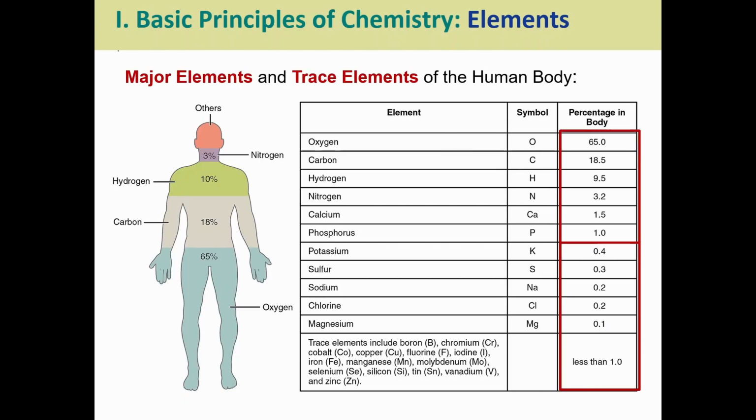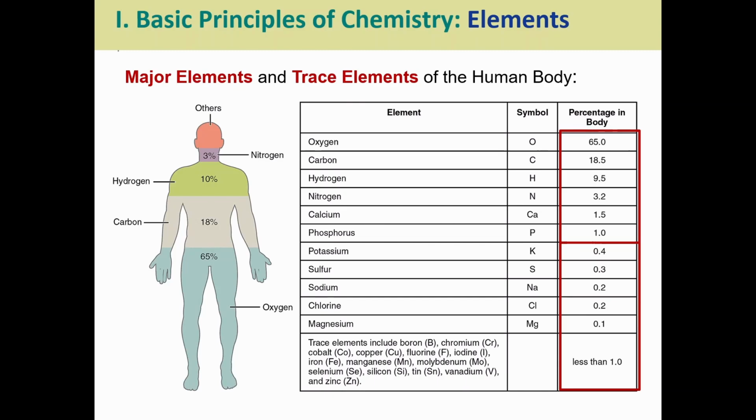So here's our list, and I don't expect you to memorize the percentage of the body or anything, but you should have an eye on everything that's considered major elements and everything that's trace. So if you look at this list from phosphorus up, so phosphorus, calcium, nitrogen, hydrogen, carbon, and oxygen, those are all major elements because they make up 1% or more. Everything below that, potassium, sulfur, sodium, chlorine, magnesium, right?